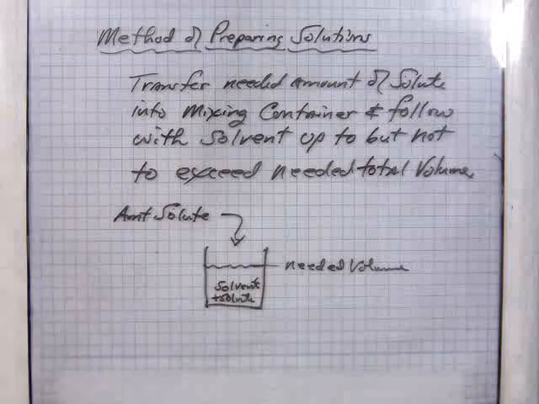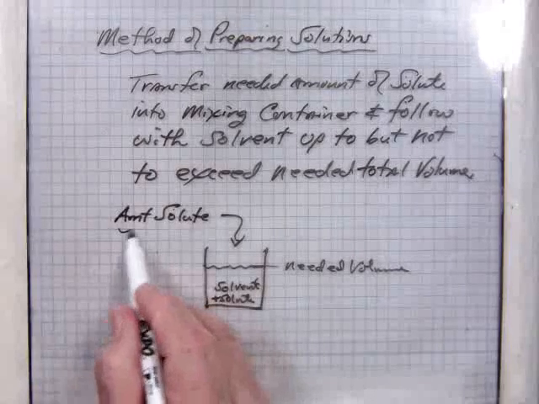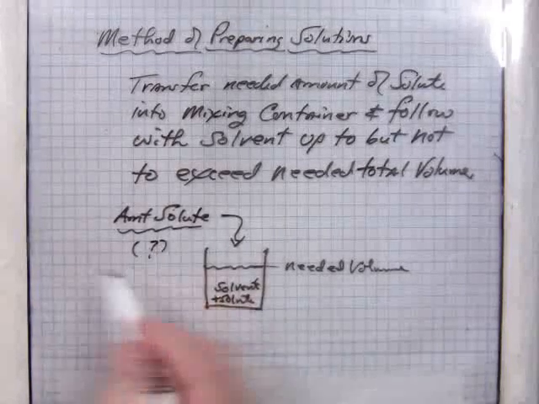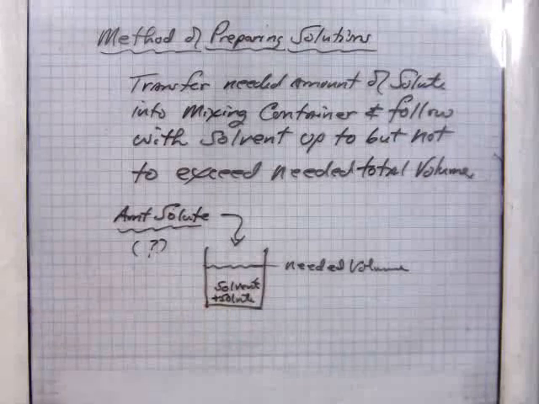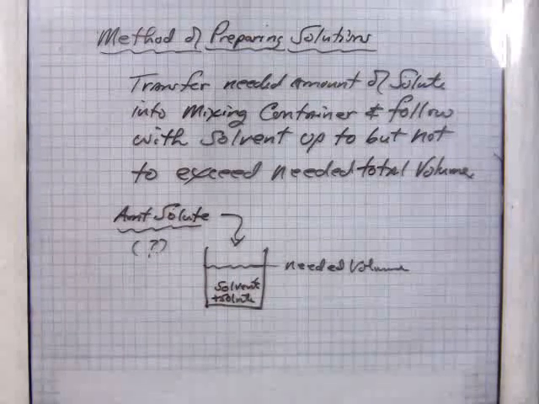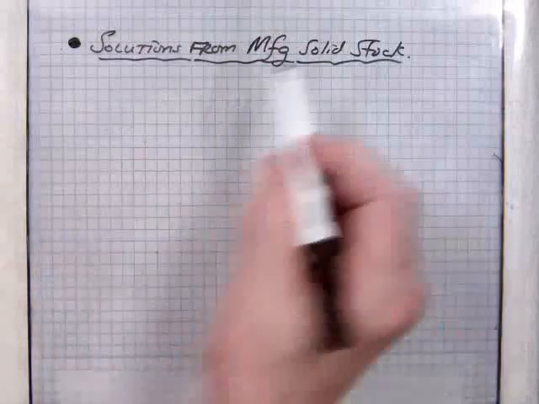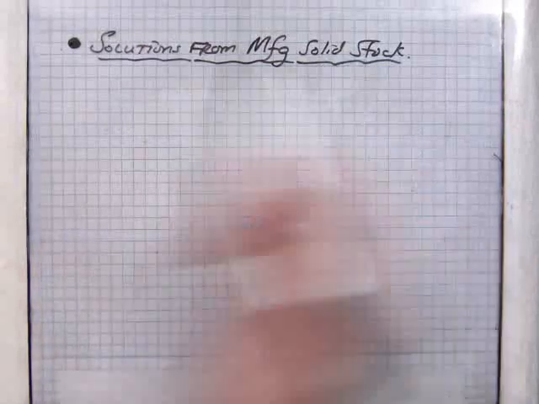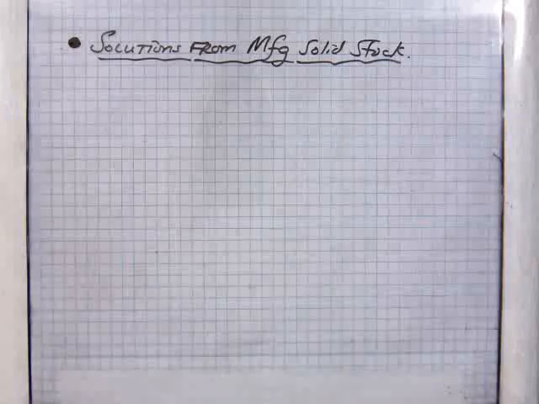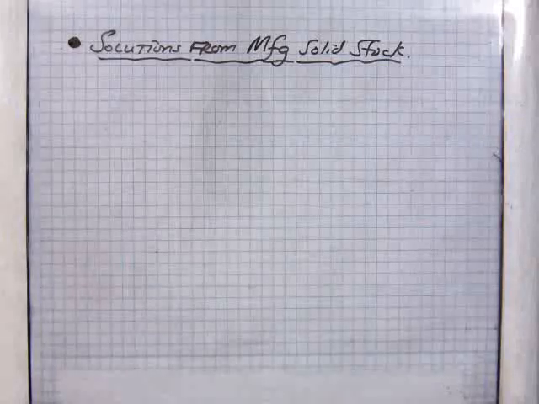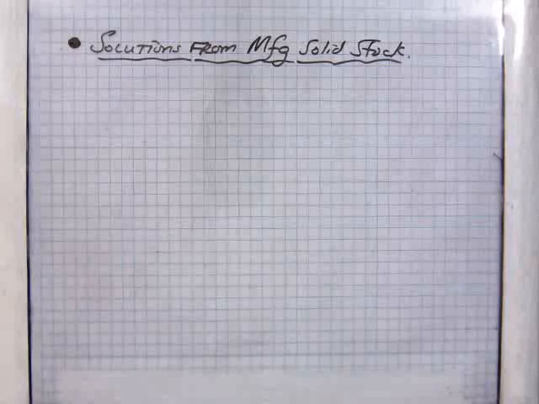So next is, how much do I extract from the container of solid? How much do I extract from the container of liquid? And then how much do I extract from my lab stock? So there are some simple formulas. Solutions from your manufactured solid stock. And it's a very straightforward formula. Again, it can be derived from definitions of molarity and solution concentration and so forth, but it's like this.